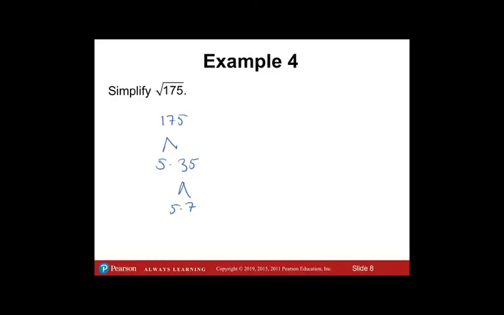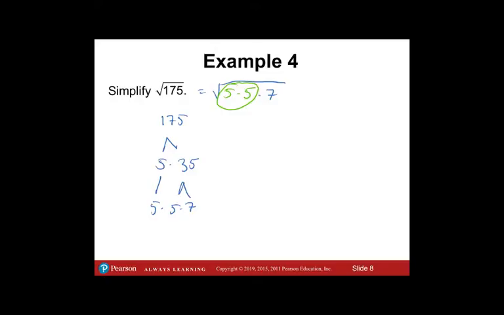And then we're just going to bring this 5 down. All right, I think that's it. So we see that 175 is going to be the square root of 5 times 5 times 7, right? Notice that the 5 times 5 is a perfect square. So that's the group of 2 that we were looking for here. We're doing group of 2 because we're doing square root. If we were doing cube root, we would do groups of 3, right? But this is our perfect group of 2.